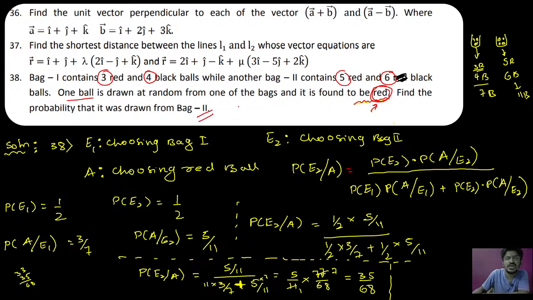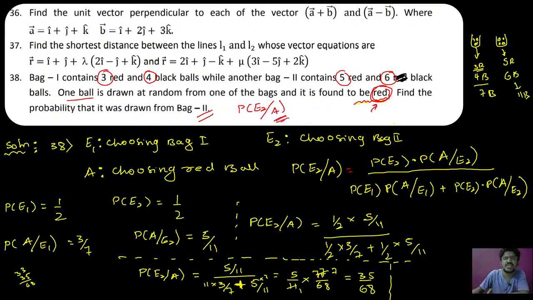That means you have to find the probability of E2 such that A has already occurred. Probability of E2 given A means probability of E2 such that A has already occurred. In the same way you can call it probability of E2 given A. Like that we have to read it. This is what we have to find.